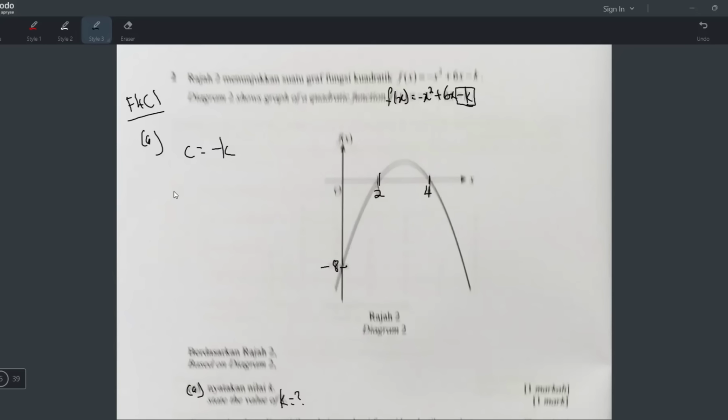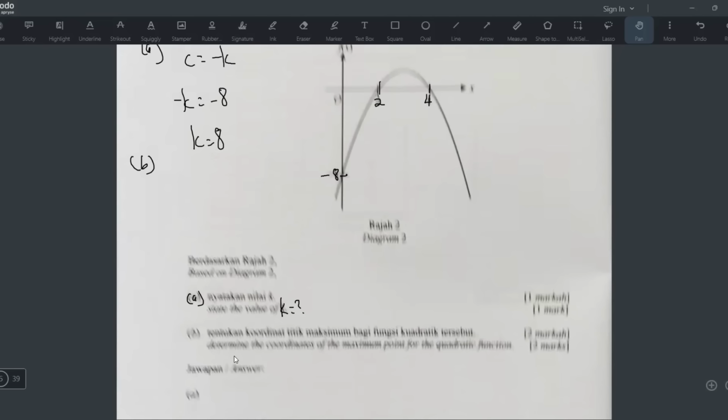And since the negative k is the y-intercept, right? So this is the y-intercept from your equation, and this is the y-intercept from your graph. So that means negative k equals negative 8, and then k equals 8. Because when you move the negative across, you change the sign, right? So that's how you do it. So understand, just take the c, which is the y-intercept, equals to the y-intercept in the graph. Then you can do it already.